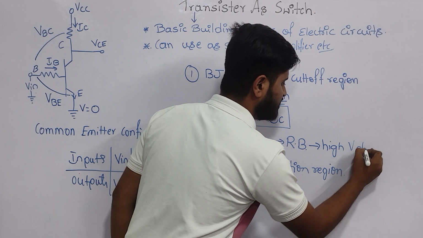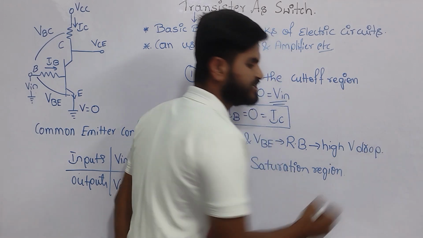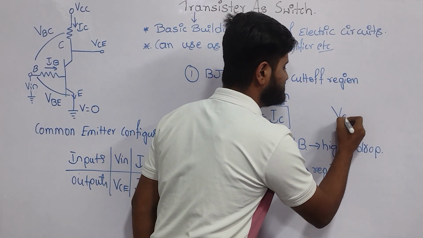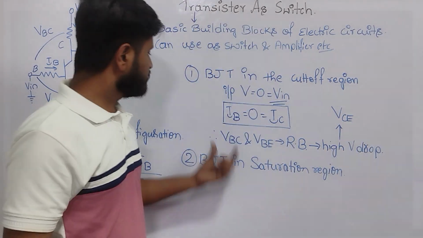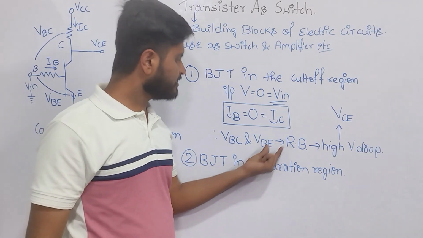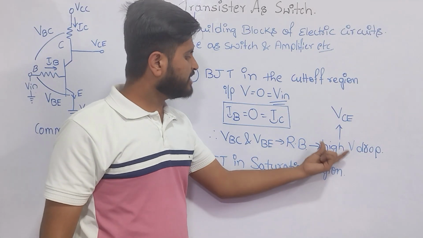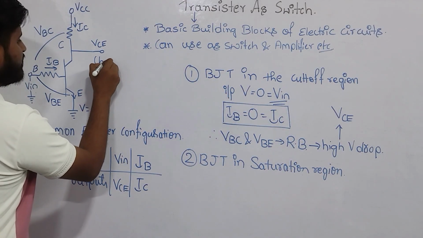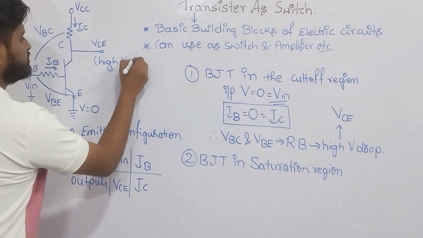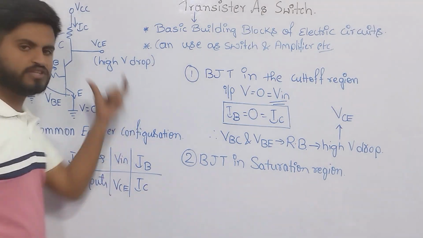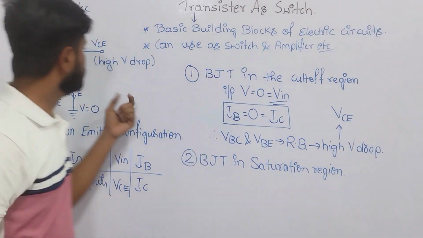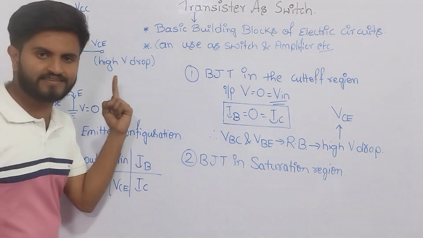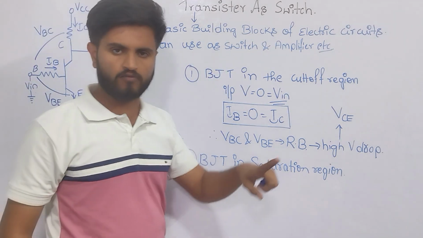High voltage drop. So where will the high voltage drop happen? At the output. So what is my output? My output is VCE. Since VBC and VBE are in the reverse bias condition, there will be a high voltage drop across VCE. Due to this high voltage drop at the output, that is VCE, the switch will be off.